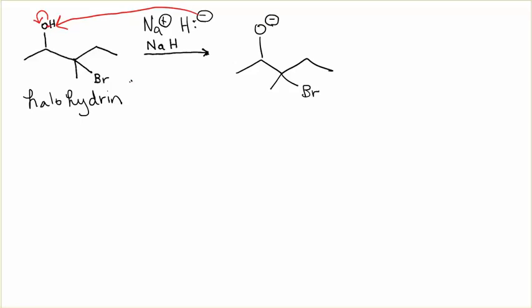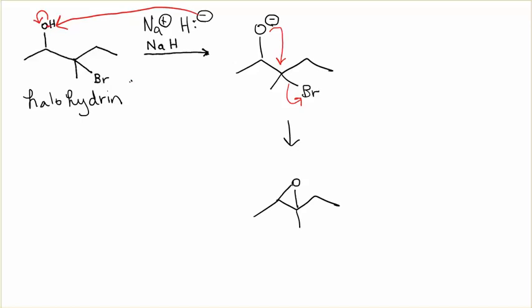Now we're set up again for an intramolecular reaction. We have a good nucleophile in the same molecule that we have a good leaving group. So in this case, the alkoxide comes over and pushes the leaving group away. The product of this reaction is an epoxide.